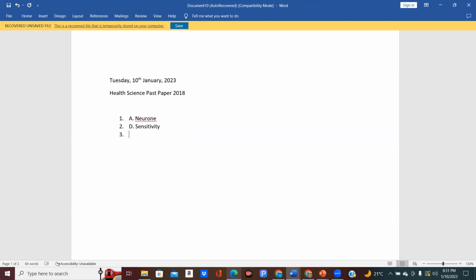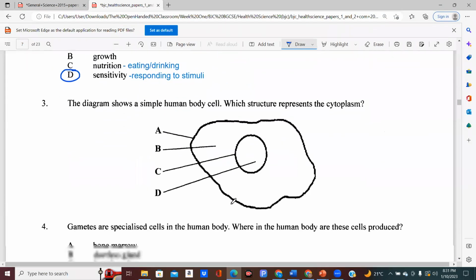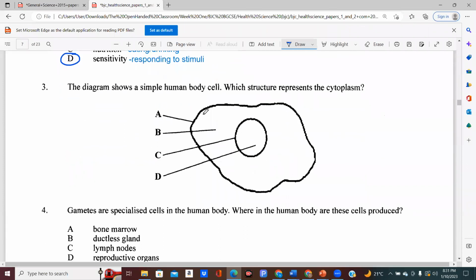All right, number 3. Number 3, we have the diagram shows a simple human body. Which structure represents the cytoplasm? B. Someone said B. Anyone else? B. Yes, someone agrees with B. Okay. Let's name them first. So what is A gonna be? The cell membrane. A is a cell membrane.